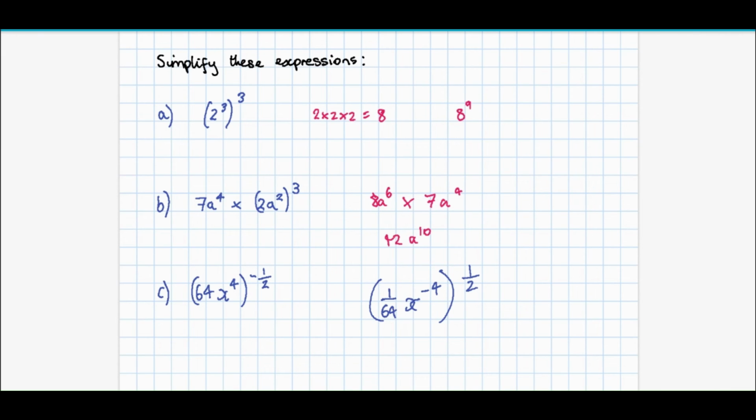So now let's do this 1 over 64. So we've got 1 over 64, and then we're going to square root this number on the bottom, so it's going to be 1 over 8. And then we're going to times the power. So we've got x to the minus 4, and we're going to times that by a half. So that's actually going to be x to the minus 2. So that is your final answer there.